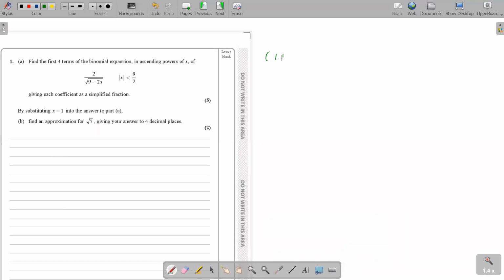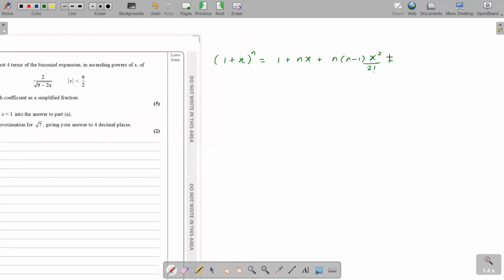Basically we use (1 plus x) to the power n equals 1 plus nx plus n(n minus 1)x squared over 2 factorial. How many terms do they want? Find the first 4 terms. So there's another one. The next one should be n(n minus 1)(n minus 2)x cube over 3 factorial. So this is the expansion that we are going to use. So I need to apply this expansion on 2 over root 9 minus 2x.